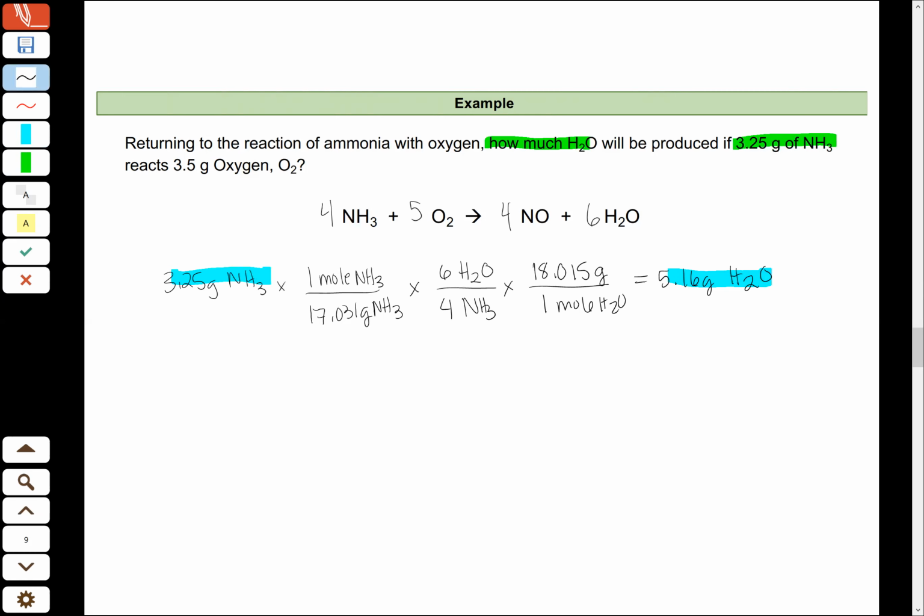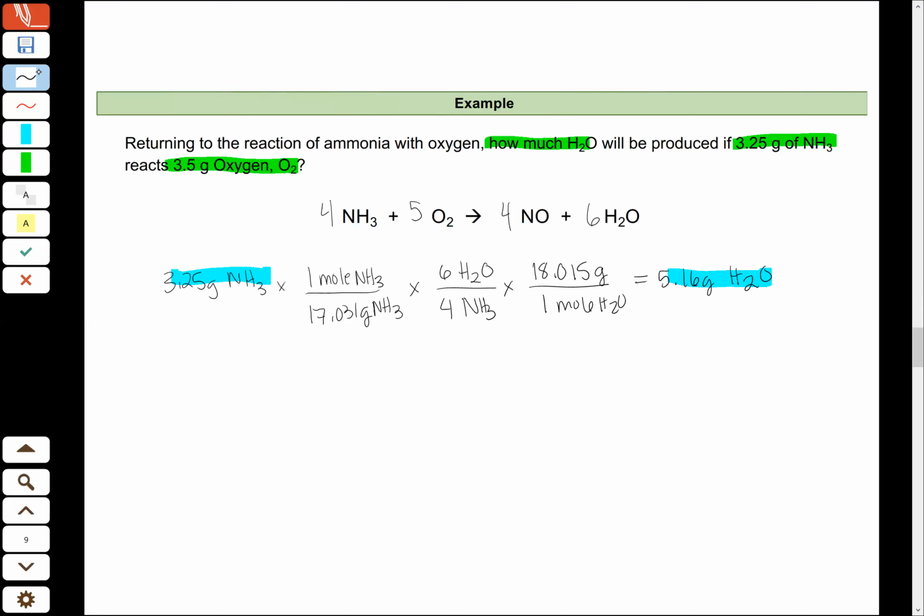All right, so now we've also been told, though, that we have 3.5 grams of oxygen that we're limited by. So it might be that our oxygen predicts the amount of products and is our limiting reactant, or it might be the NH3. The only way to find out is to predict the products from both of our starting materials.